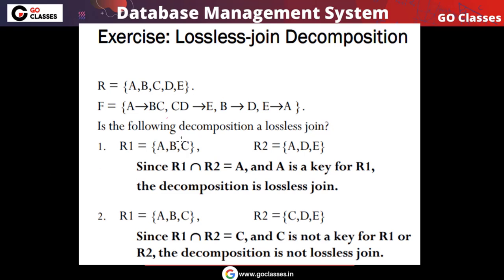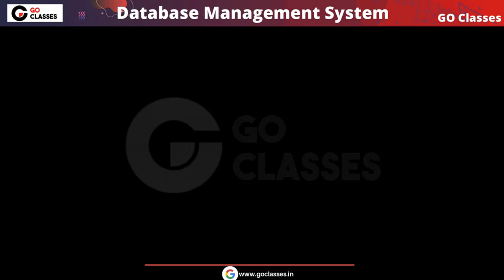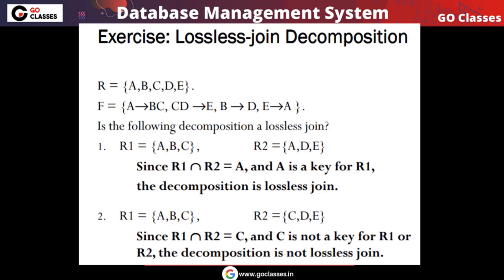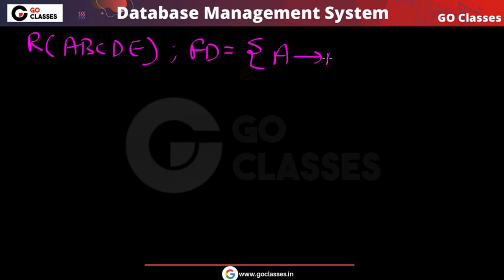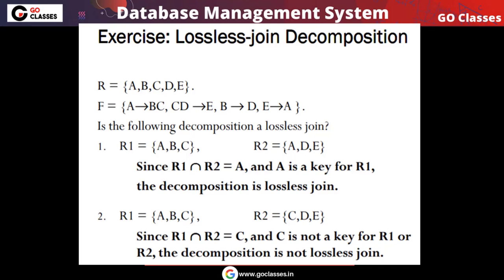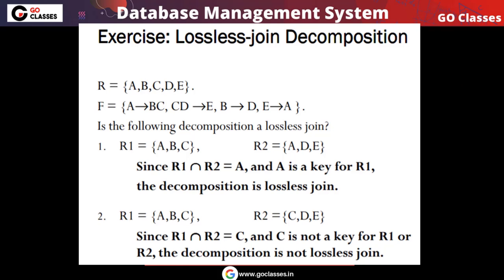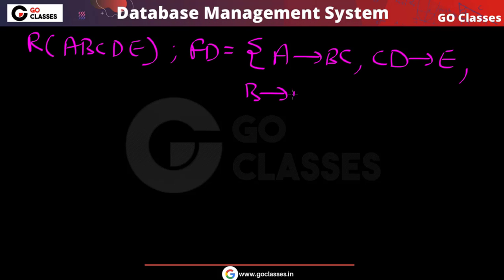Let us take another example. This relation R is given to you. In this relation R, we have 5 attributes, and the set of functional dependencies is also given: A determines BC, CD determines E, B determines D, and E determines A. So this is the set of functional dependencies given to us.